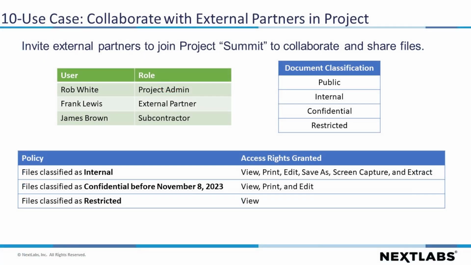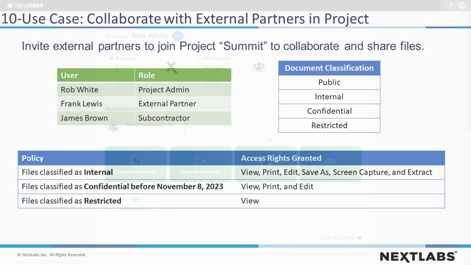In this use case, I will demonstrate how external partners can be invited to join a project to collaborate and share files. For this demonstration, we have Rob White, the project admin who creates the project Summit and adds files in the project. Frank Lewis, an external partner who is invited by Rob to join the project, and James Brown, a subcontractor who is invited by Frank to join the project.